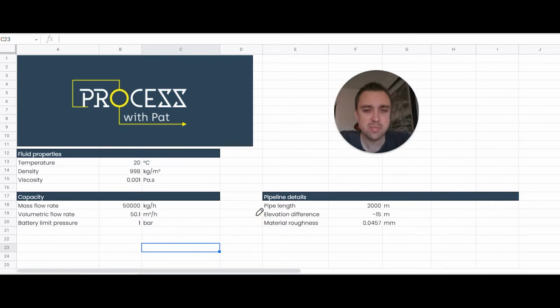Material roughness is basically the height of the bumps in the pipe, and it's specific to the type of material that we use, and that will determine how much pressure we lose too, or at least have an influence on that. I'm using the standard value for plain old carbon steel. But again, you can change it over here and see what effect it has.